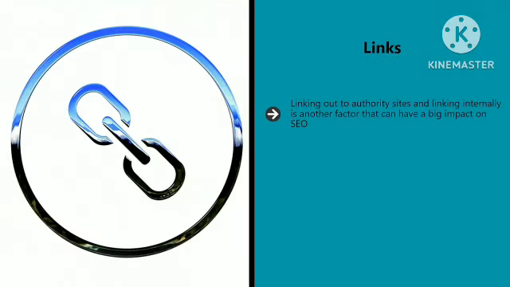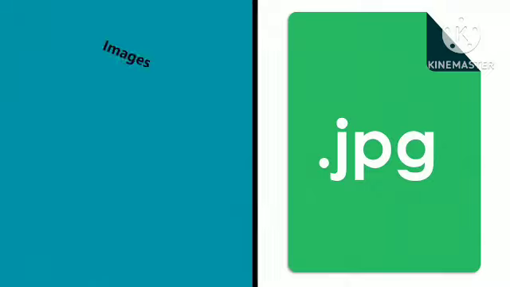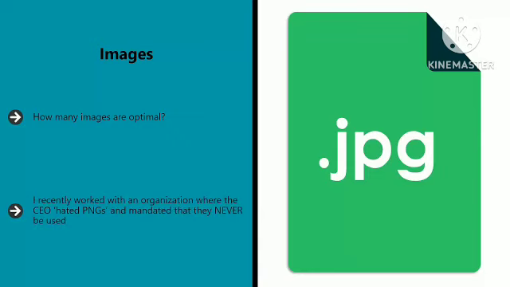Links. Linking out to authority sites and linking internally is another factor that can have a big impact on SEO. A lot of SEOs will tell their clients to constantly link internally, but is this really a good use of their time? Images. How many images are optimal? Does it hurt engagement to place a large image right at the top of the page? How does Google react to that? Do JPEGs perform better than PNGs? I recently worked with an organization where the CEO hated PNGs and mandated that they never be used. That might be charming and all, but unless it's based on data, it's just ignorance.